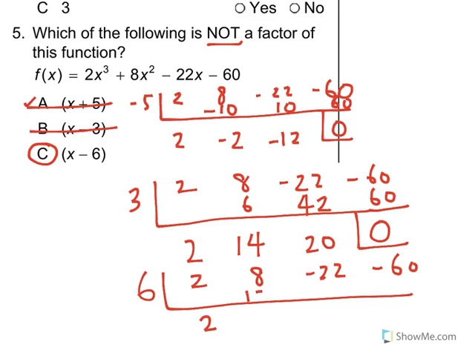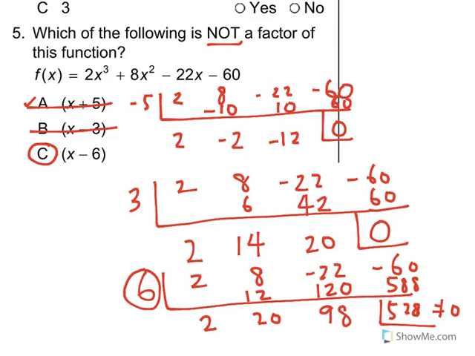Bring down 2, multiply, we have 12. Combining, we have 20. And multiply it by 6 again, we have 120. And combining, we will have 98 times 6 will give us 588. And finally, minus 60 will give us a positive 528. As you can see, this is not equal to 0, therefore this is not a factor. So 6 is confirmed that it is not a factor, so therefore the answer is choice C.